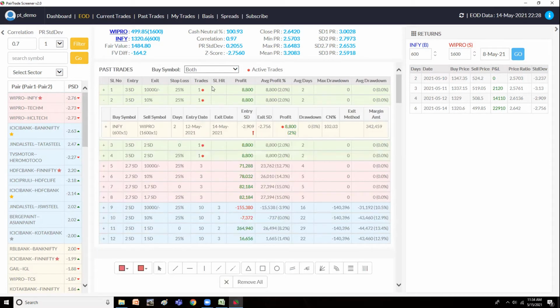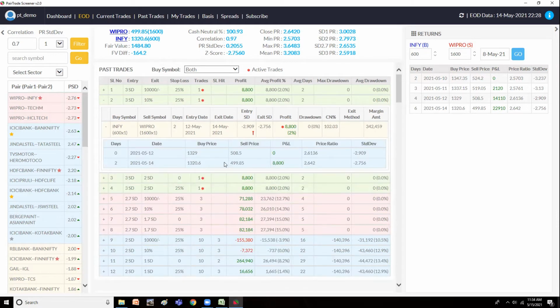Here if you see, there is an asterisk mark, that means there is an active trade running here. So on 12th May, a trade happened here because we have seen that it has closed below 3 standard deviation. Suppose you had taken the trade on the second, you would have been at 8,800 M2M positive. I can just expand this and I will know how the pair has performed. So on 12th we have taken it, so on 14th, and what was the standard deviation when we entered, what is the current standard deviation, what is the price ratio, and what is the profit.